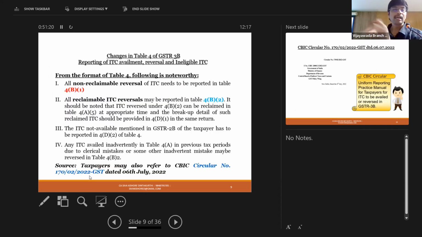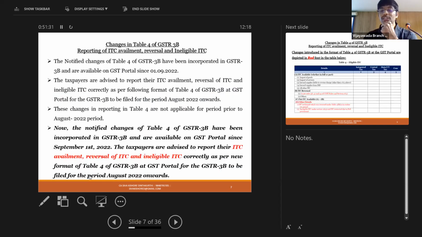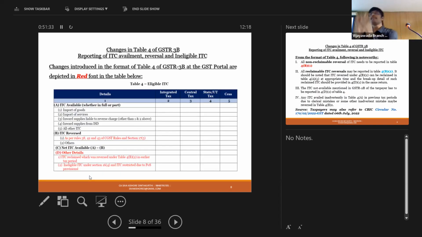And the fourth one, any ITC availed inadvertently in table 4A in any previous tax periods due to clerical mistakes or some other inadvertent mistake may be reversed in table 4B2. You tell me, in the month of May 2022, you have committed a mistake. One ineligible ITC wrongly you have availed. In the internal audit, it came to your knowledge that it is wrongly availed in the month of May 2022.